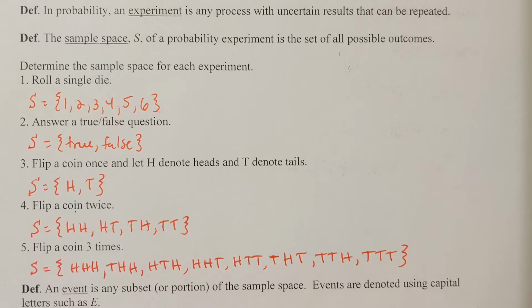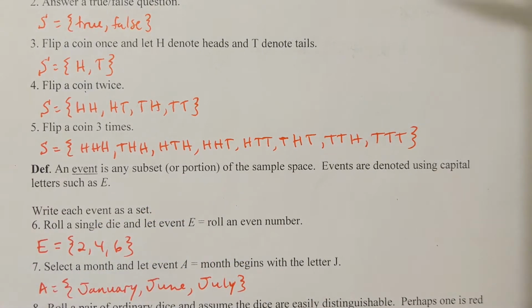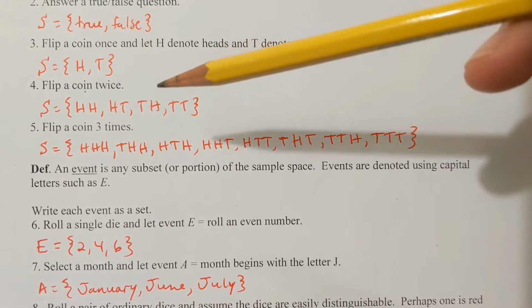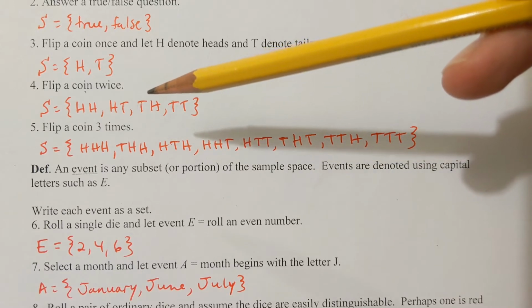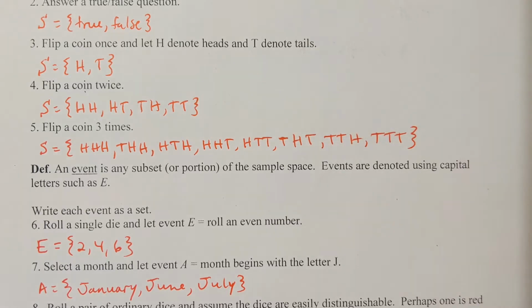Problem 2, answer a true false question. Okay, so the only 2 outcomes are true or false. Problem 3, flip a coin once and let H denote heads and T denote tails. Okay, so if you flip a coin once, you get heads or tails, H or T. Flip a coin twice. Well, both the flips could be heads, or you could get 1 heads and then 1 tails, or 1 tails and then 1 heads, or both flips could be tails.